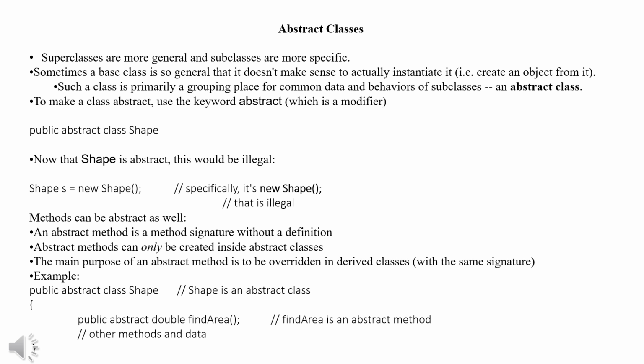For example, we have a very simple example here. Shape is an abstract class, and inside this abstract class, we have an abstract method. The name of this method, as you see here, is findArea. So public abstract double findArea. As you see here, we just have the signature of this method. We don't have any definition for this method, right?